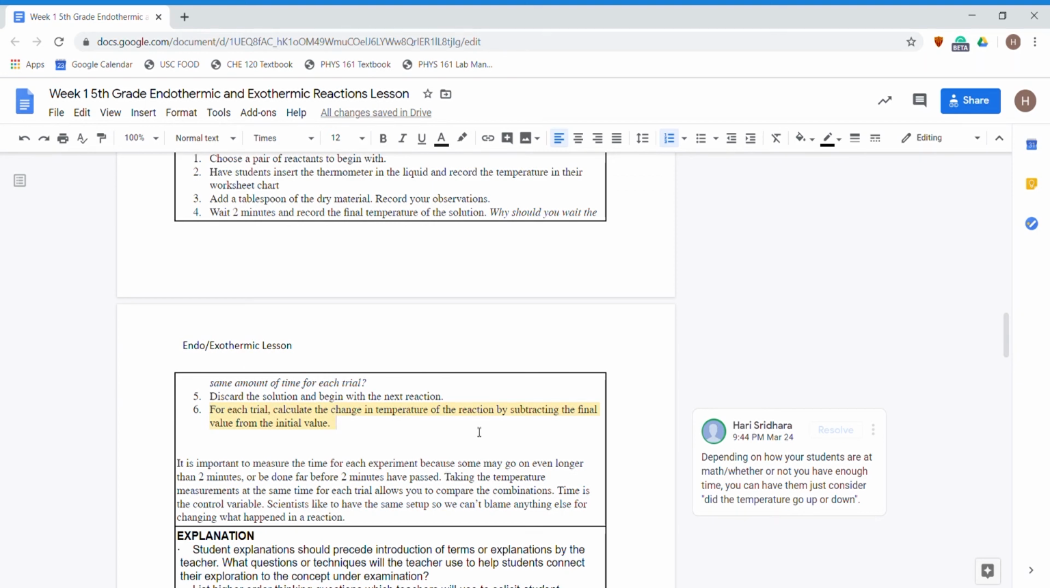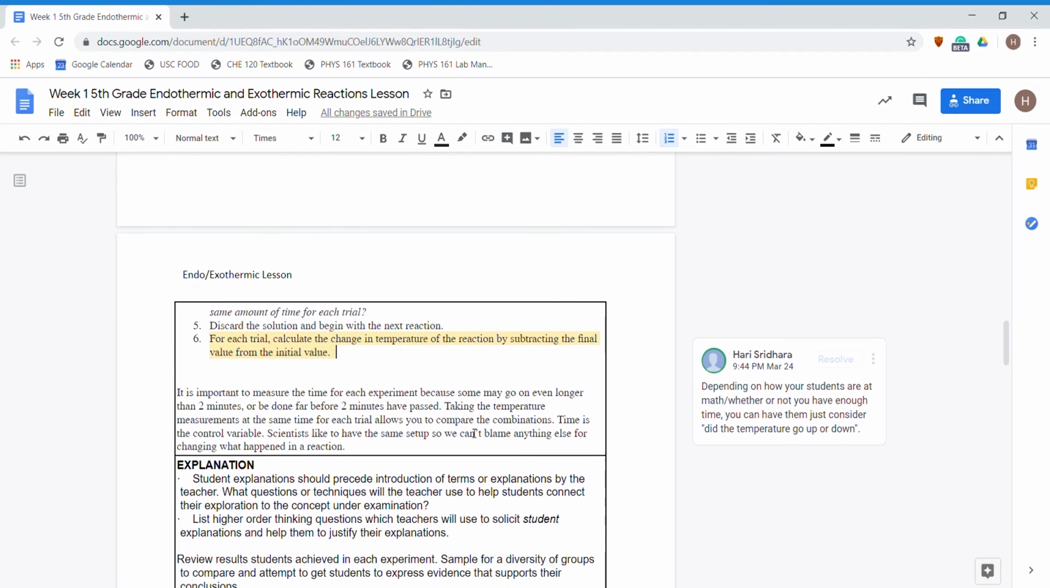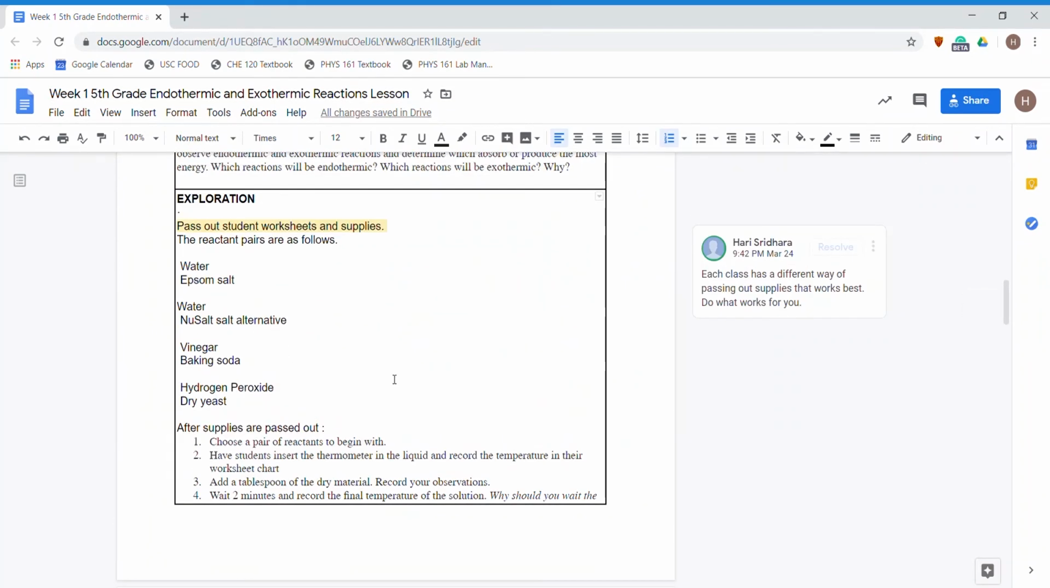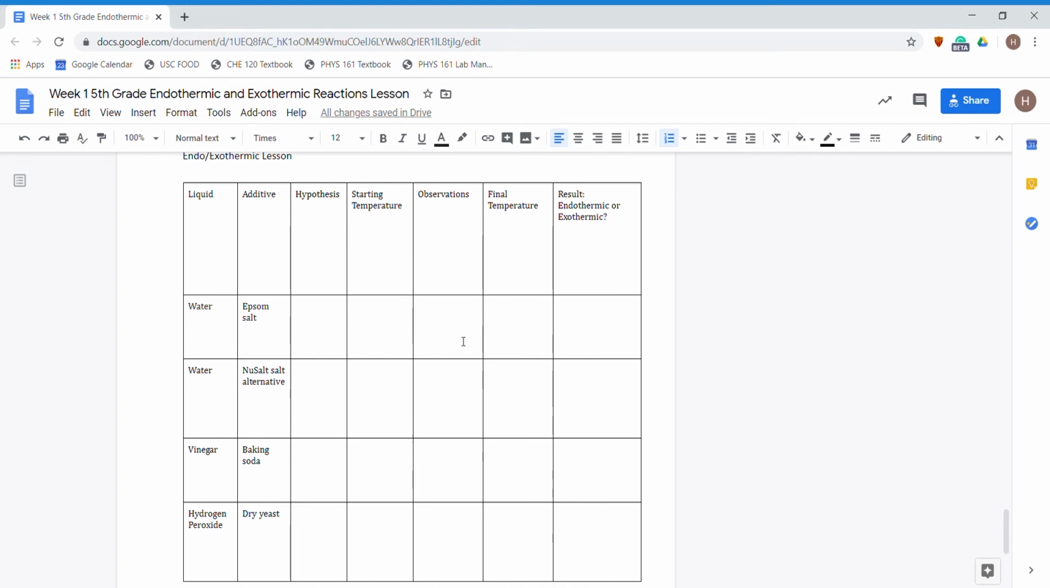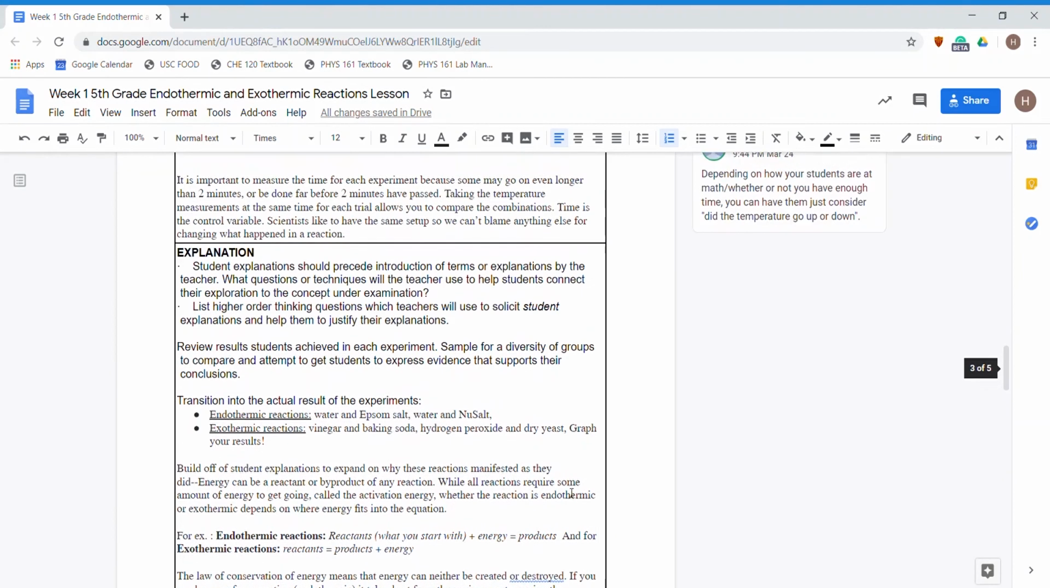The last thing to consider is after each trial, make sure they are recording their data in the worksheet that you get, which is starting temperature, observations, final temperature, and maybe at the end of your lesson you can debrief and go through all of the endothermic, exothermic, and this final column at once.